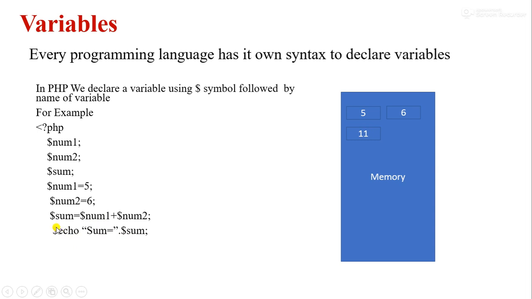Then we are going to print the value of sum by using echo. Sorry, we don't need to write the dollar sign on the echo statement; we simply write echo, sum equals, then a dot and sum. So there is a mistake, we don't need to write this dollar sign on the echo statement. After that we need to close the PHP bracket. So this is how we can declare a variable.